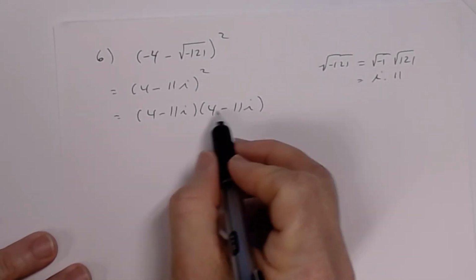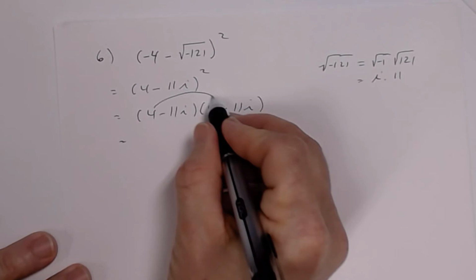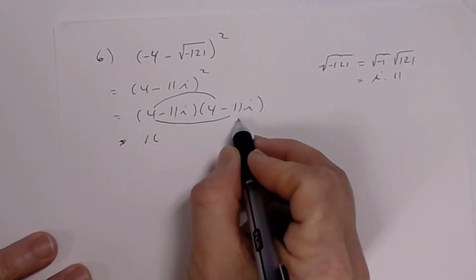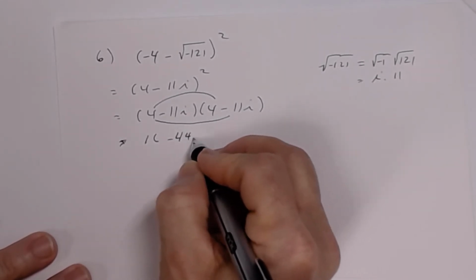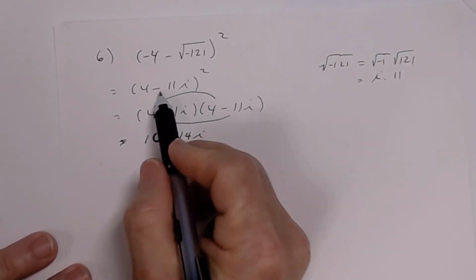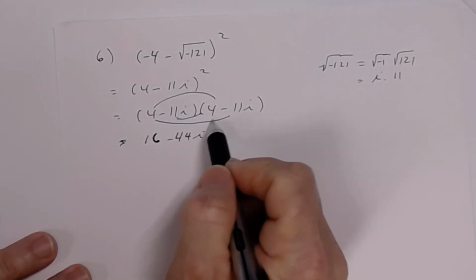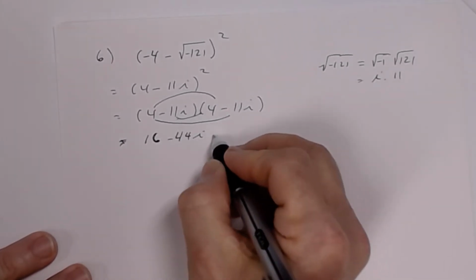And so let's go ahead and use the FOIL method since I'm multiplying two binomials. So I get 4 times 4 is 16. The outer, 4 times a negative 11i, is a negative 44i. Now remember, you're squaring a binomial, right? So what do you remember about the outer and the inner? The outer and the inner should be the same. And it is, because look, a negative 11i times 4 is a negative 44i.